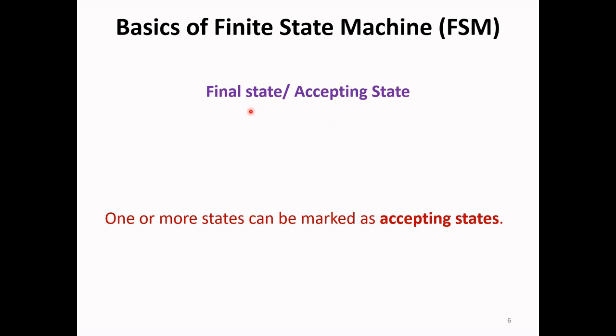The final state or accepting state is represented by a double circle. So you can see here two circles and the state is labeled as Q1. So this represents that the state is a final state or accepting state. And here you may have one or more states marked as final states, but minimum one state must be there in the finite state machine to check whether the given string is accepted or rejected.